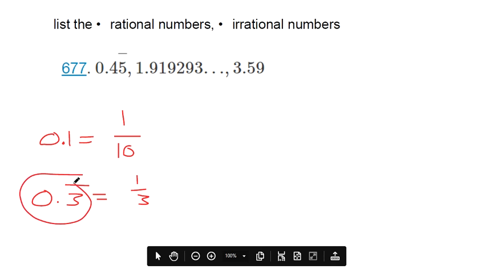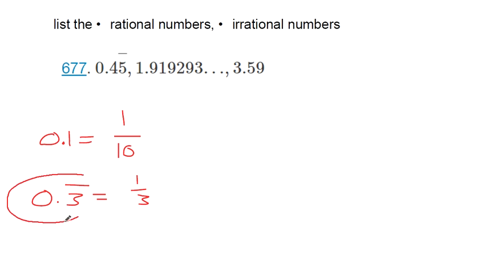Okay, this is rational because I could write it as a ratio of two integers. This I pointed at two different things. This is rational because you can write it as a ratio of two integers, and this is rational because you can write it as a ratio of two integers.